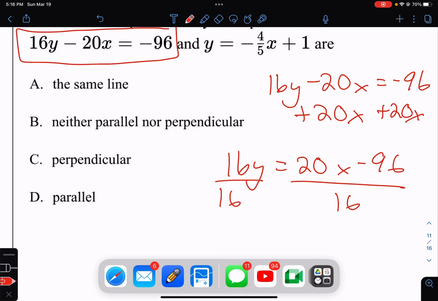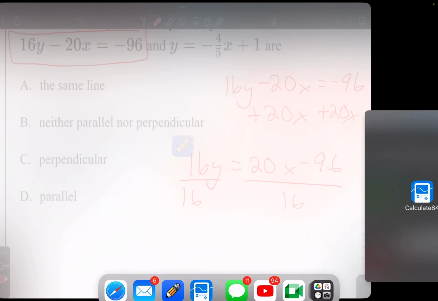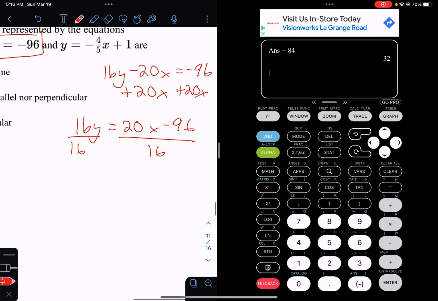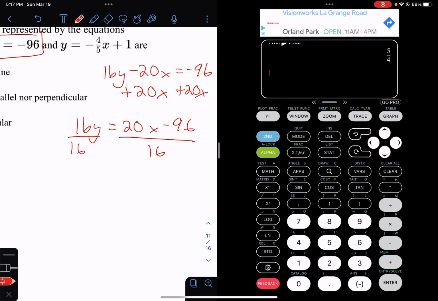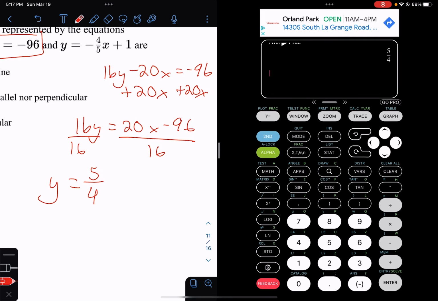All right. So really, you could do this in your head, but I'll show you how to do it on a calculator. You do 20 divided by 16, and it's going to help you out if you put it in fraction form. So we end up with, sorry, 5/4 x, and then negative 96 divided by 16 gives me a negative 6. All right. Now my second line is already in y equals mx plus b, so we don't have any work to do there.